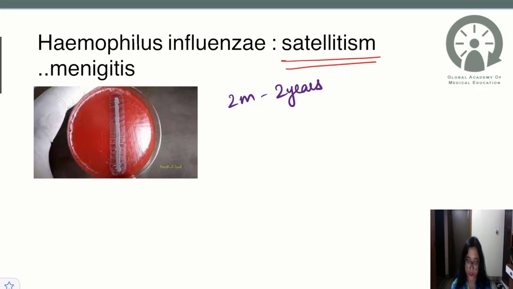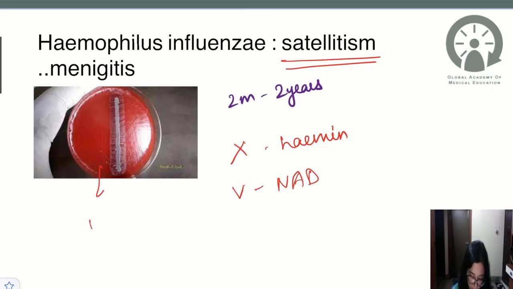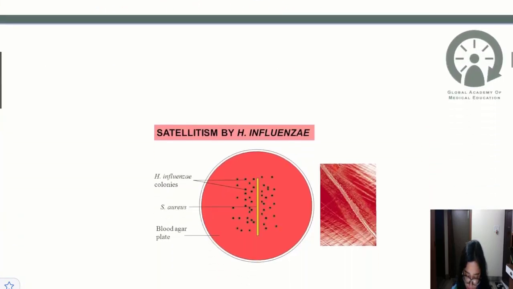We know that Haemophilus influenzae requires 2 factors. One is factor 10, which is known as hemin, and one is factor 5, which is known as nicotinamide adenine dinucleotide. So this is an image of a blood agar. We can identify it by the color of the medium, and in the blood agar we see that it is streaked with one colony of Staphylococcus aureus. So in order to clarify, I'll move on to the next slide.